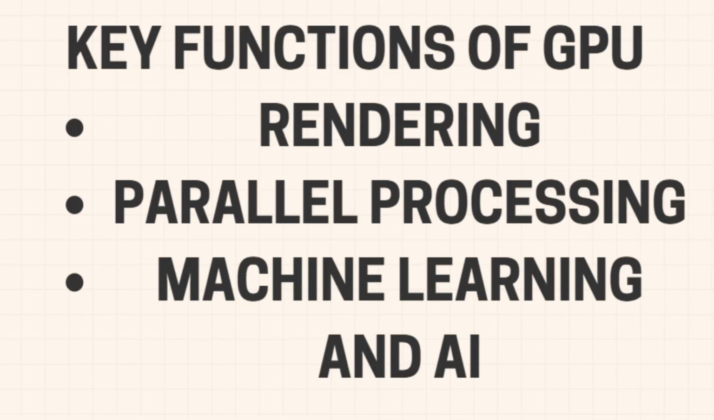Key functions of a GPU. Rendering generates images, videos, and animations. Parallel processing executes thousands of operations at once. Machine learning and AI are used in artificial intelligence for training models.